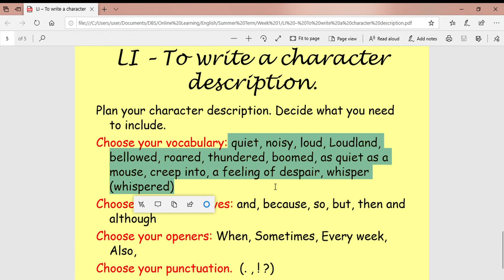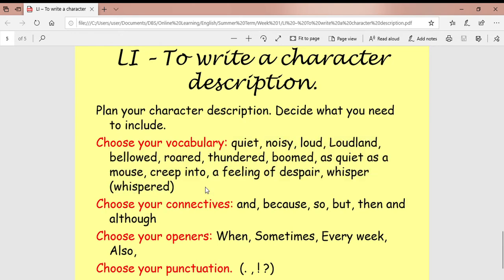Quiet, noisy, loud, Loudland. Think about why I've used a capital letter for that one. To do with whether it's a proper or a common noun. These words here are verbs which describe how loudly different characters in the story were talking. Bellowed, roared, thundered, boomed.